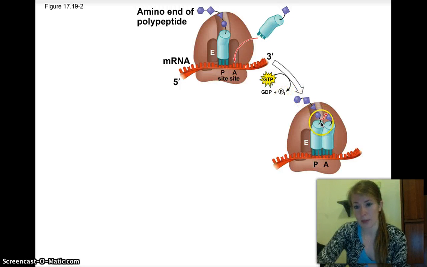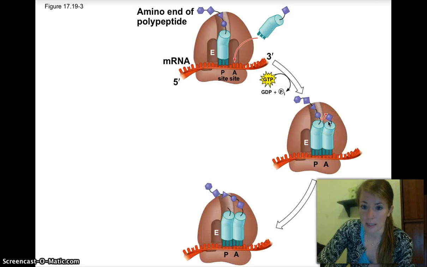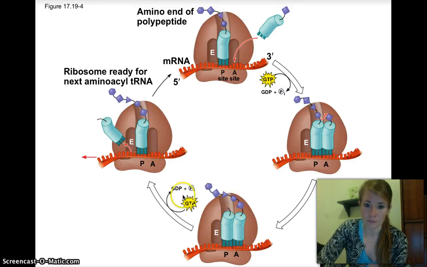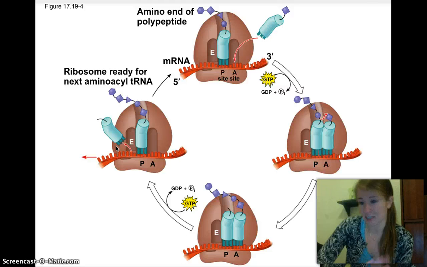and a peptide bond is formed between this amino acid chain and this amino acid. So now the tRNA in the A site has the amino acid chain on it, and the other tRNA is done. They move over one spot. This tRNA now moves to the P site and now has the entire amino acid chain on it. And this other tRNA is done, it doesn't have an amino acid anymore.